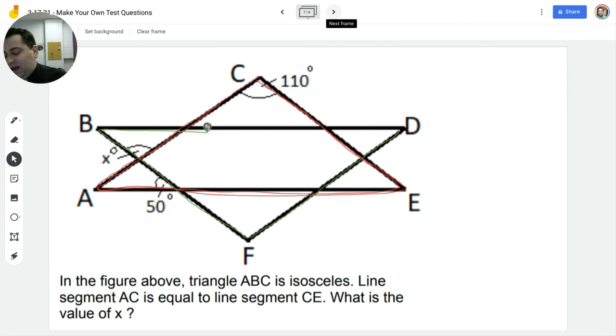Let's now identify what this says here. So it says here we have an isosceles triangle, and AC is equal to CE. So AC is here, so we'll mark that off. And CE is here, right? So a couple tick marks on each of those.